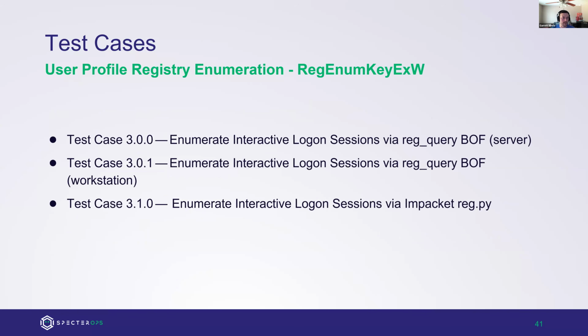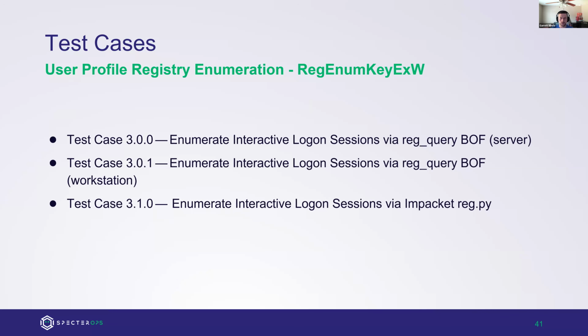So for the third test case, again, same sort of thing. We have 1 variation here between BOF and Impacket, where we alter the execution modality, and then we alter between a server and workstation, where we run the reg query BOF that enumerates those keys and returns some SIDs, and then same thing with Python.